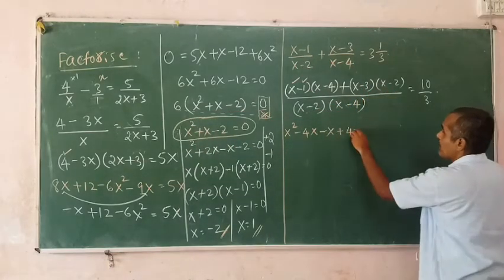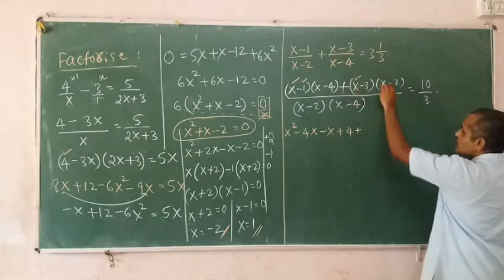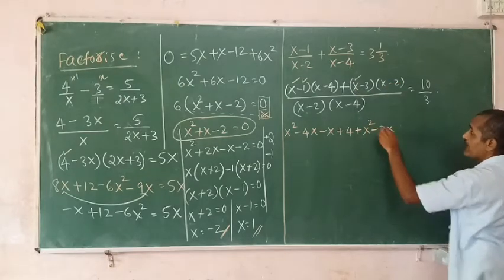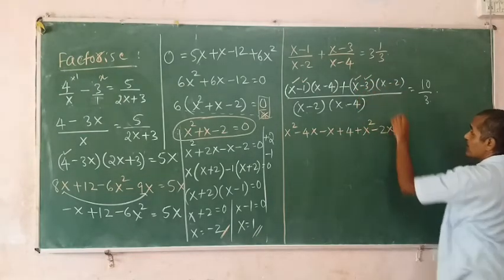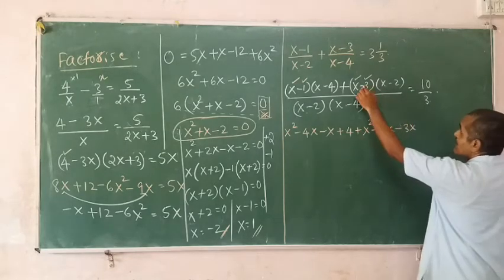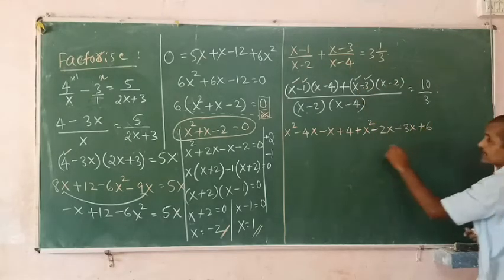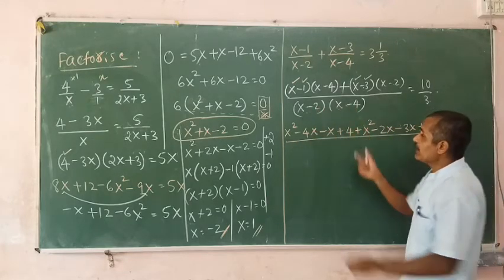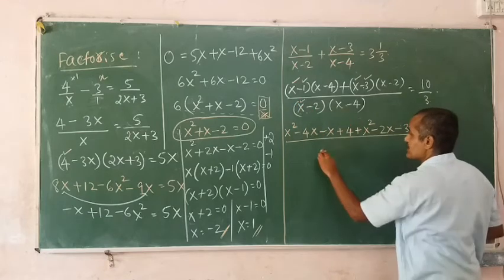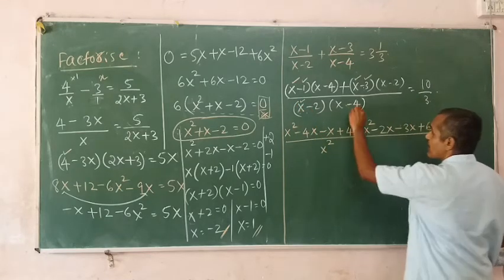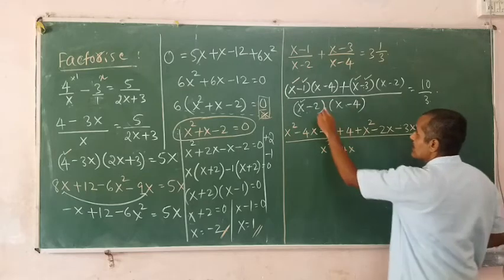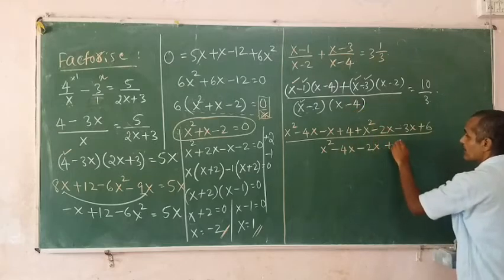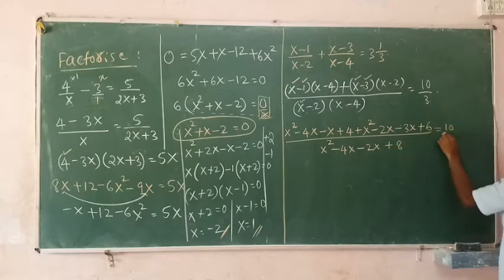Now I will multiply this binomial to binomial. Come on. Plus. Start from here. x into x, x square. x into minus 2, minus 2x. Minus 3 into x, minus 3x, minus 3 into minus 2, plus 6, whole divided by, binomial to binomial, start from here. x into x, x square. x into minus 4, minus 4x, minus 2 into x, minus 2x, minus 2 into minus 4, plus 8, is equal to 10 by 3.